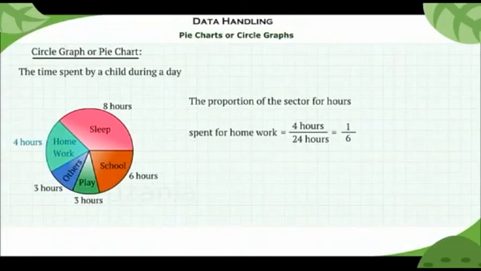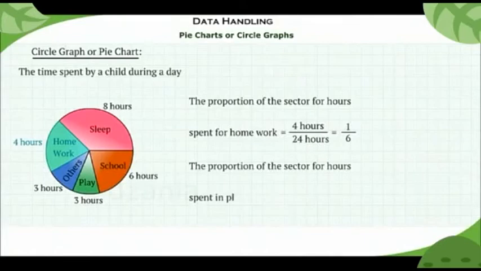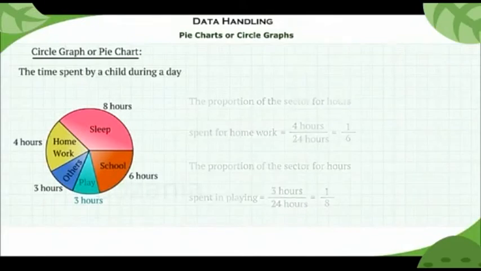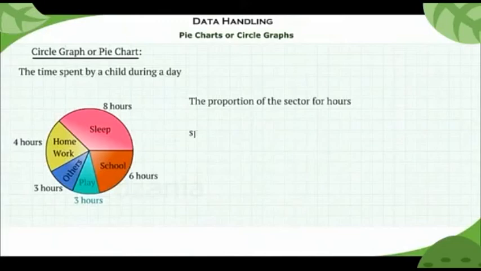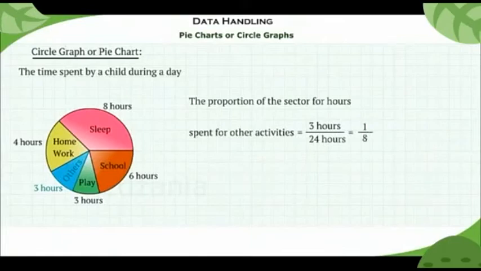Similarly, the proportion of the sector for hours spent in playing is equal to the number of hours spent in playing over the whole day, which is equal to 1/8. And the proportion of the sector for hours spent on other activities is equal to 1/8 of the whole day. Observe, when you add up all the sectors representing different activities, you will get the complete circle.